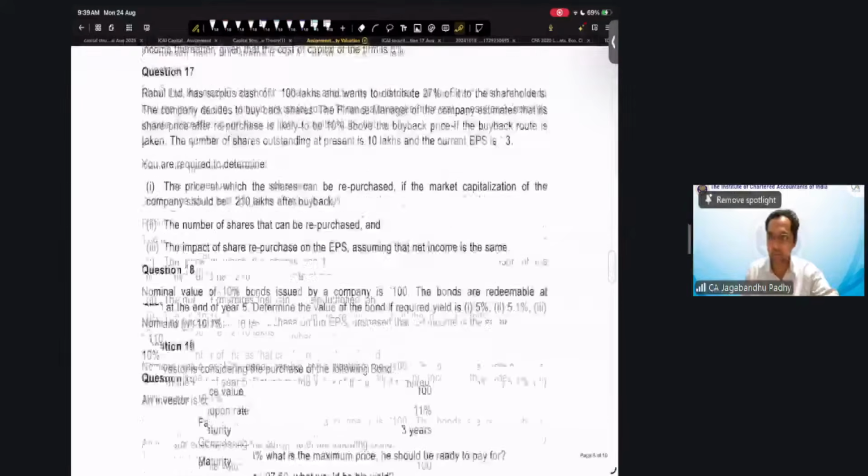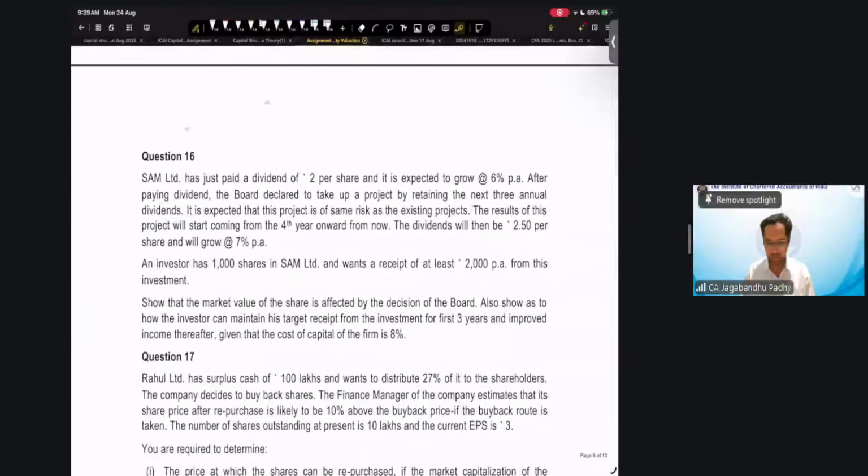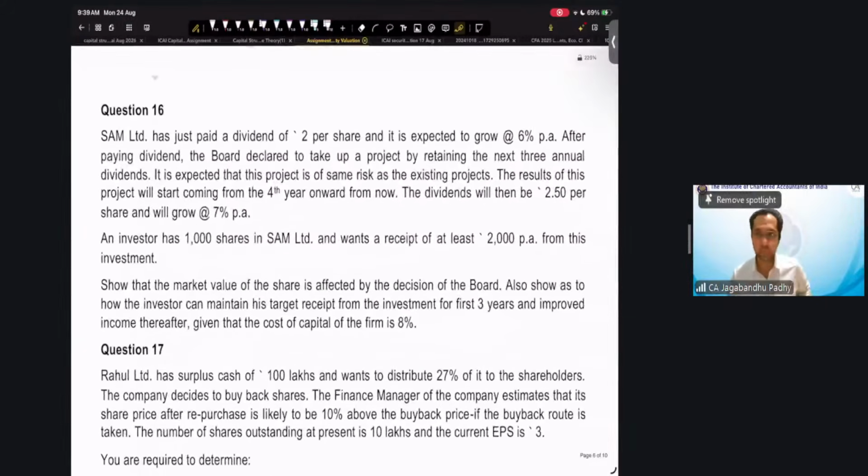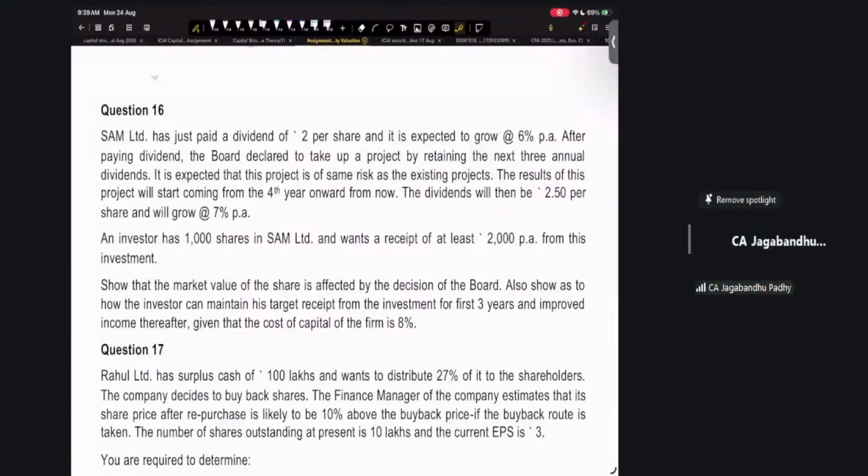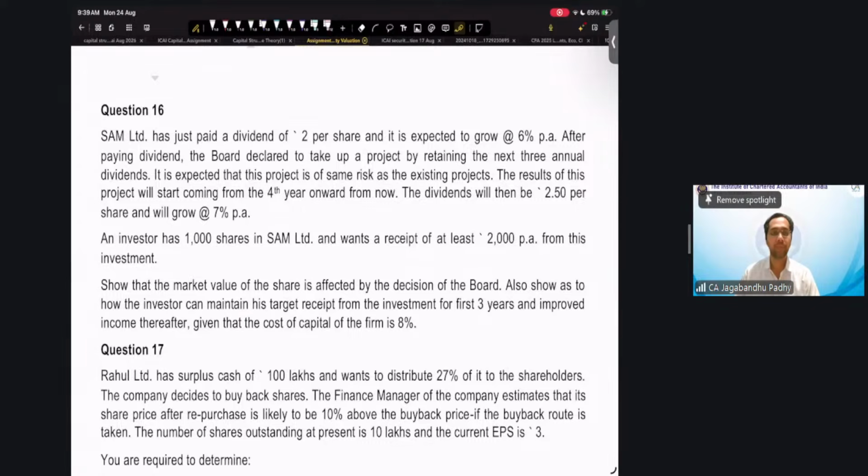Let's try to look at this question number 16. Let's have a look at this question 16, guys. Just give it a read, then we'll start discussing it.